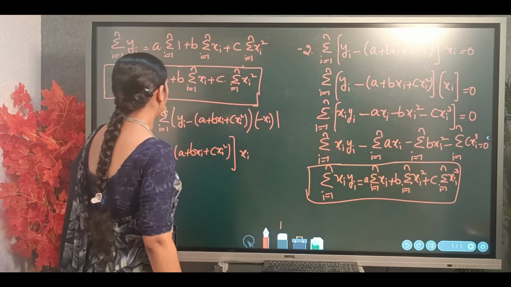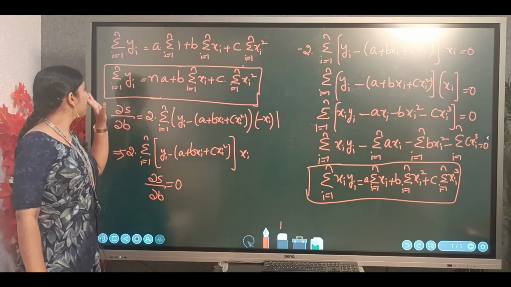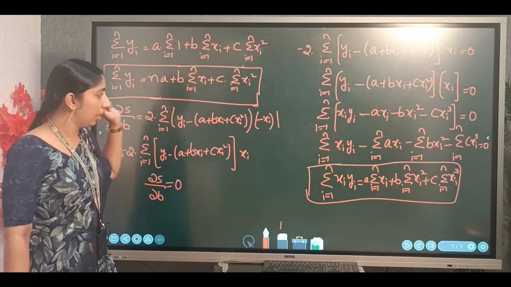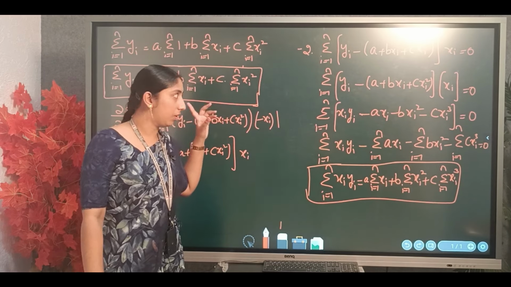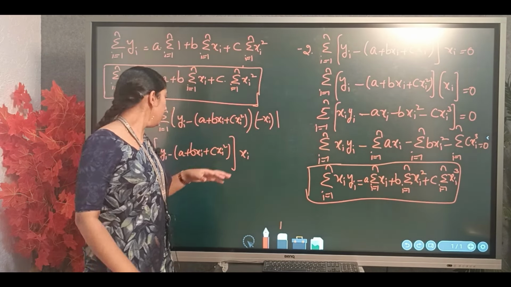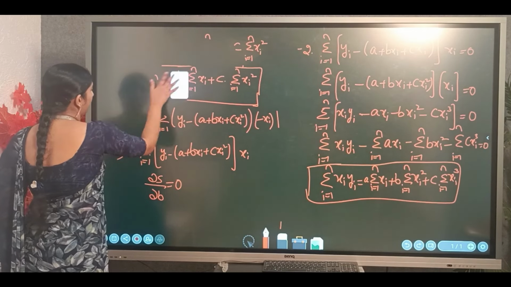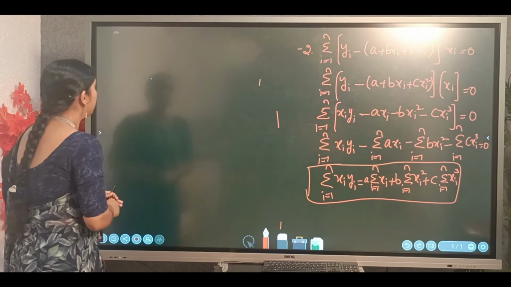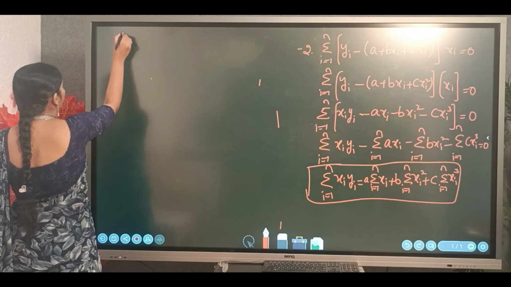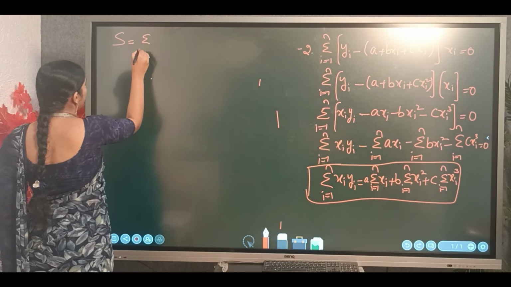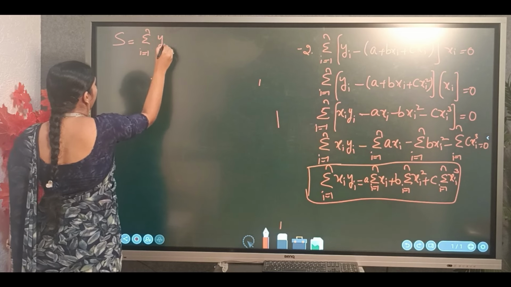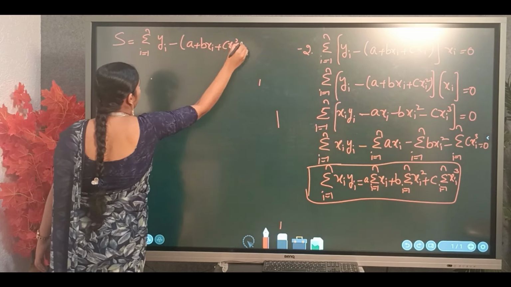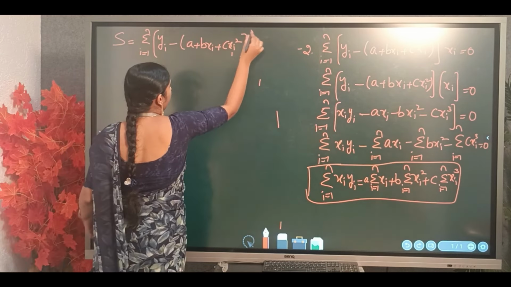Okay. First we found summation i equal to 1 to n yi. When do we get this? When considering dou s by dou a is equal to 0. And this equation is dou s by dou b is equal to 0. So we have another arbitrary constant, that is c. So for this you have to take dou s by dou c is equal to 0. For this you have to consider, so already we have written this, s is equal to summation i equal to 1 to n of yi minus (a plus b xi plus c xi square) whole square.